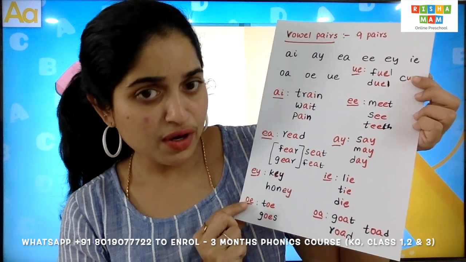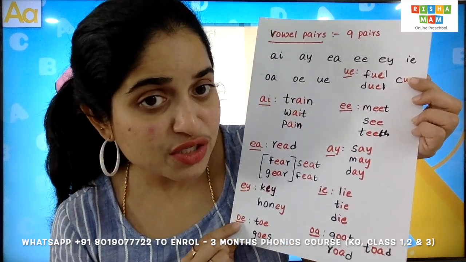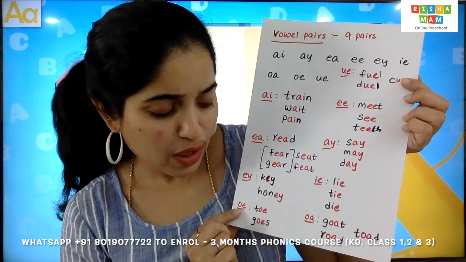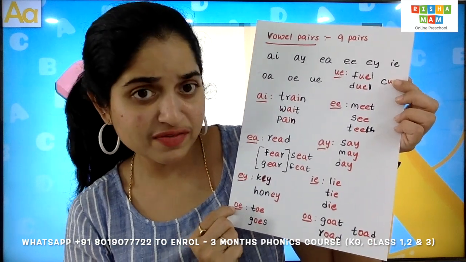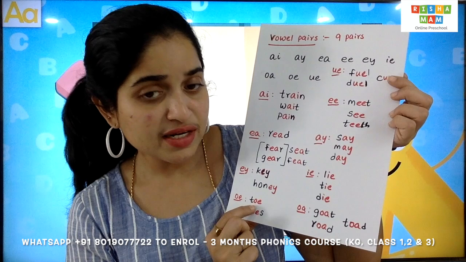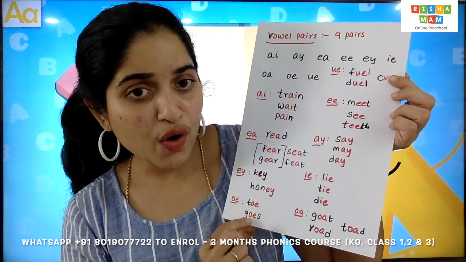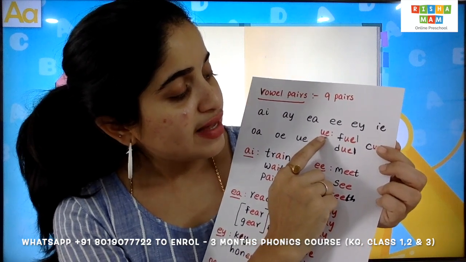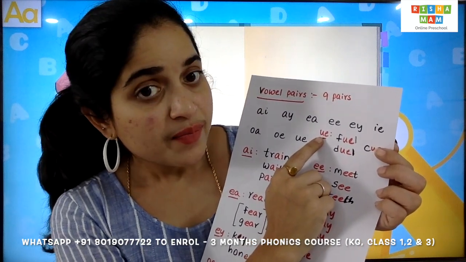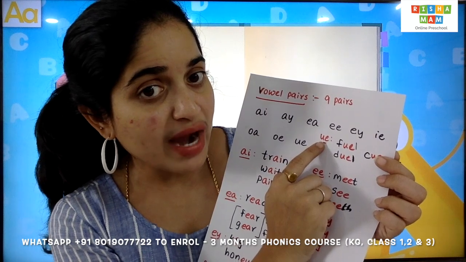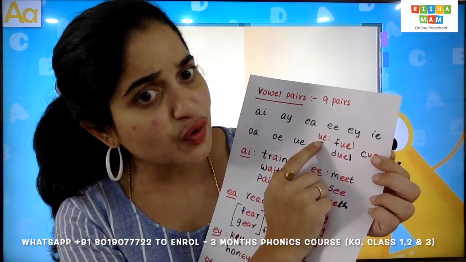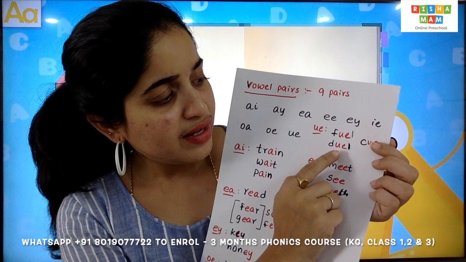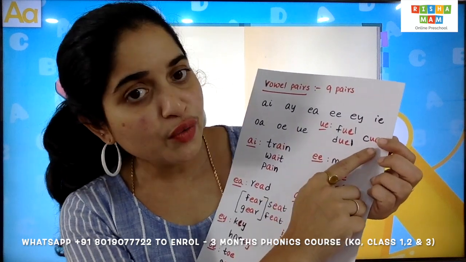Let's get into this example. As I told you, what is the pronunciation of this vowel blend? O, because you can see the first letter O here, as in toe, go, goes. Now let's move on to the next example. The phonics vowel blend U and E makes the sound U, as in fuel, duel, cue.